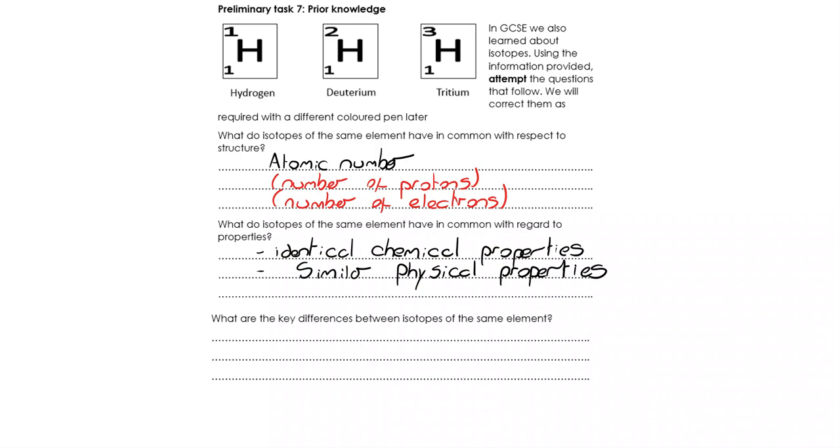So what are the key differences? Well, we've got a different mass number, a different number of neutrons. The number of neutrons is what will determine the variation in the mass number. Hydrogen is hydrogen because it has 1 proton. Hydrogen has 1 electron because it has 1 proton. The neutrons that don't really do much are what then bulk out the mass.